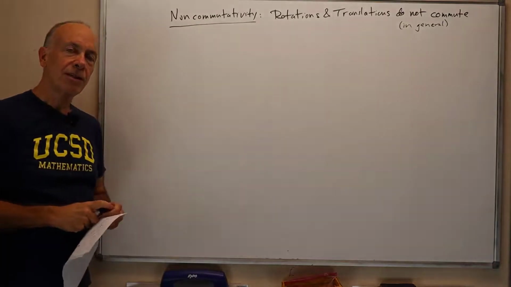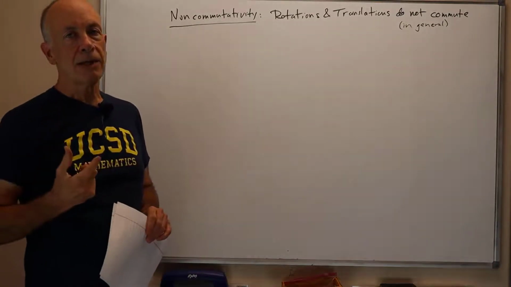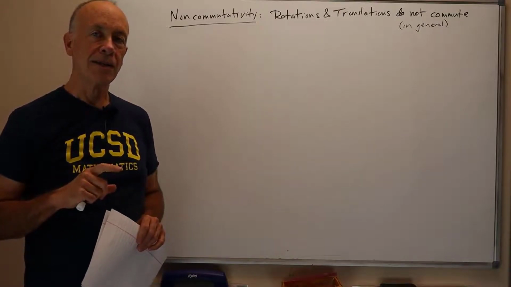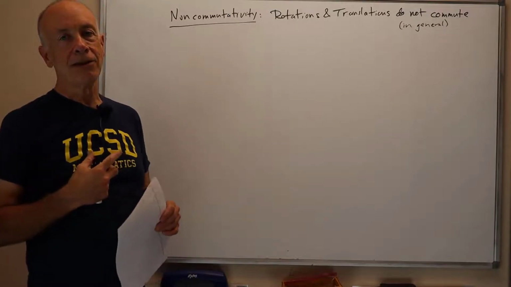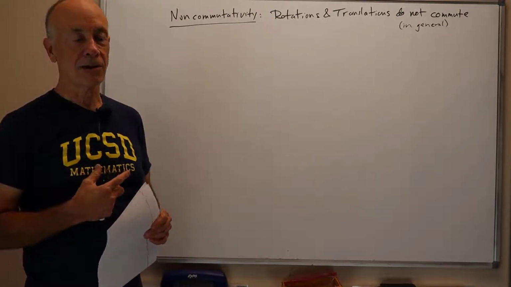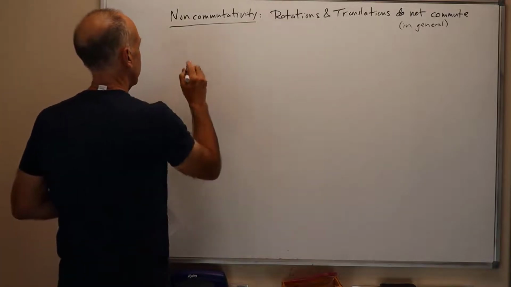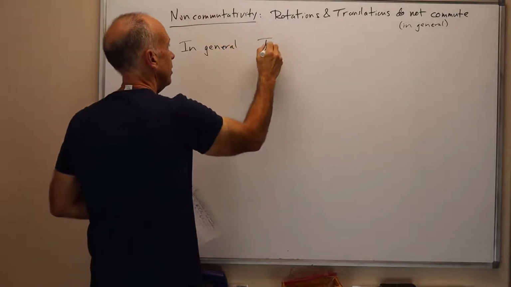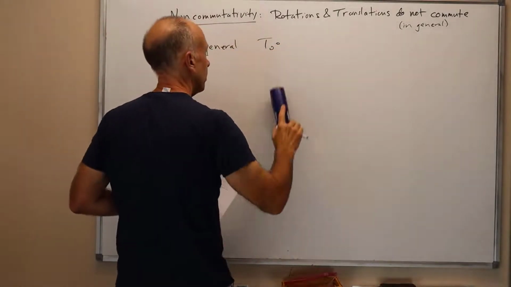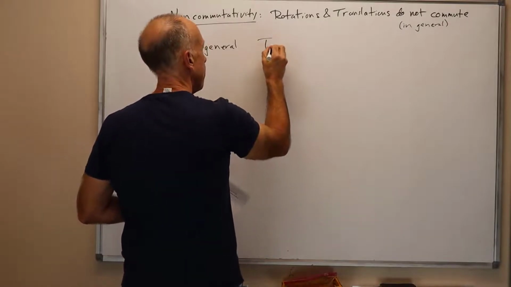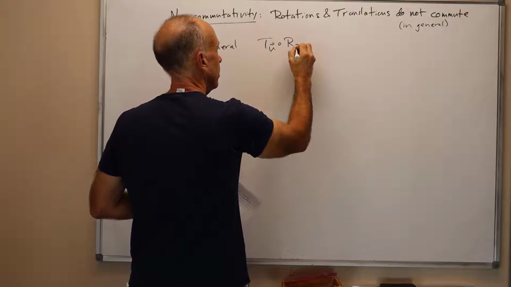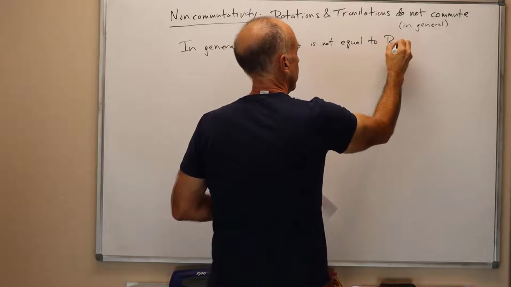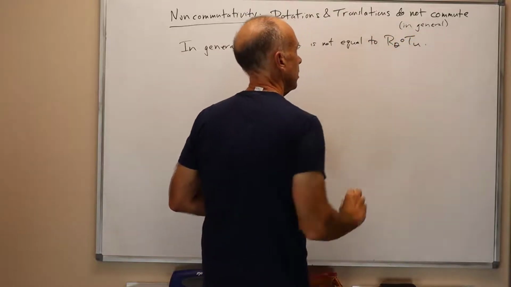So implicit in what we just did with generalized rotations is that translations and rotations do not commute unless they're trivial ones, in the sense that it matters which order we do rotations and translations in. So in particular, in general, we have that T_u composed with R theta is not equal to R theta composed with T_u.